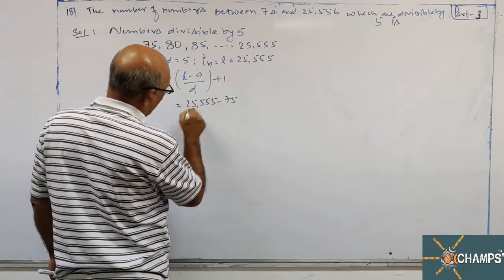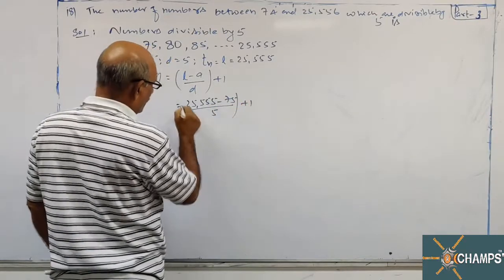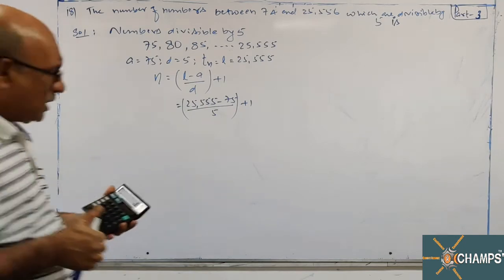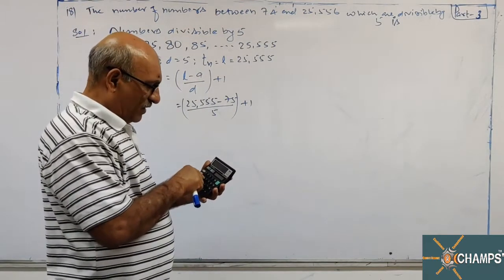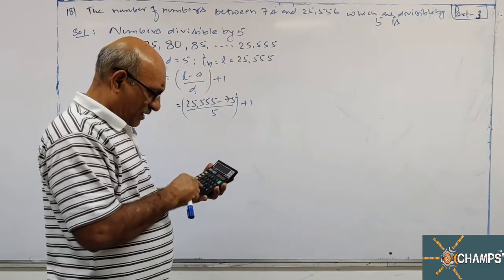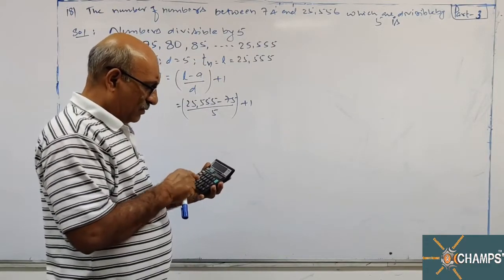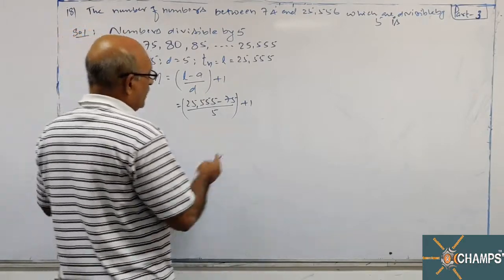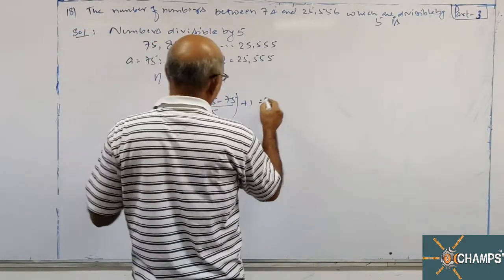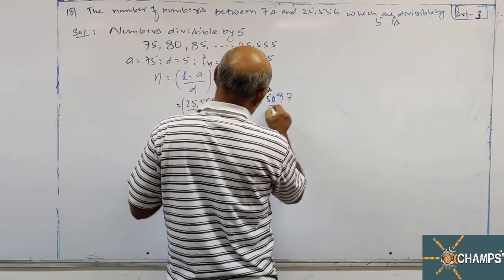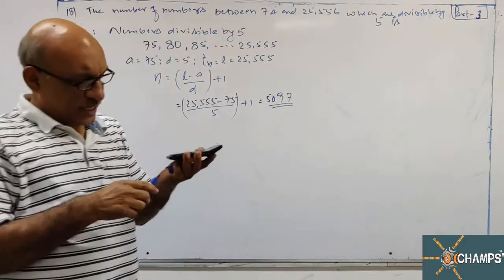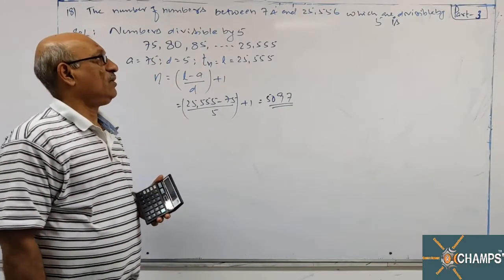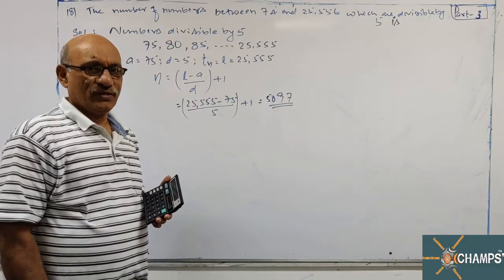25,555 minus 75 divided by 5 plus 1. This is 5,097. How many numbers are there? 5,097 numbers are there between 74 and 25,556.